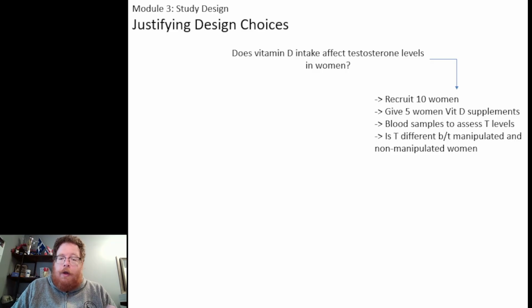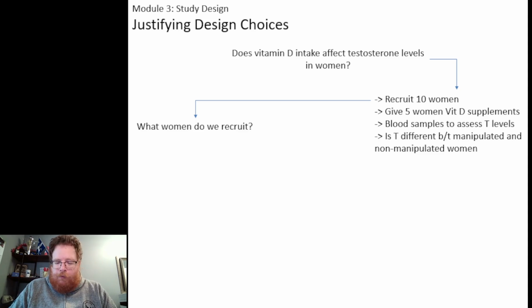Well, choice number one, when it comes to recruiting 10 women, the first obvious question is, well, what women do we recruit? I mean, there are obviously billions of women on the face of the earth. So if we're only choosing 10 out of those billions, which ones do we choose? And I would say that your choice really comes down to two things. Do you want to work with just the general population? Okay, so you could just draw 10 random women from the general population.